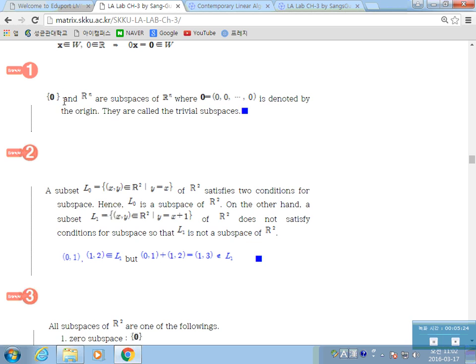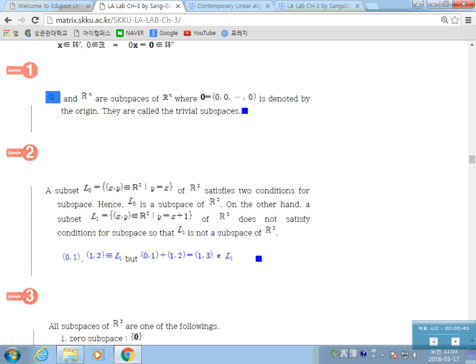Rn is itself a subspace of Rn, and the singleton set with the zero vector is also a subspace of Rn. We call these two the trivial subspaces of Rn.